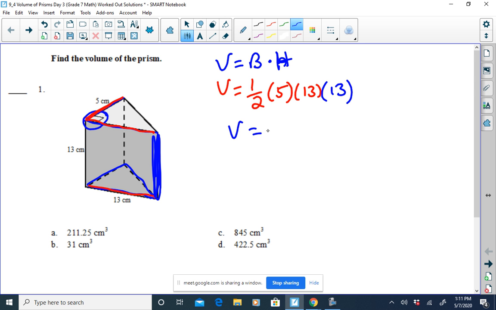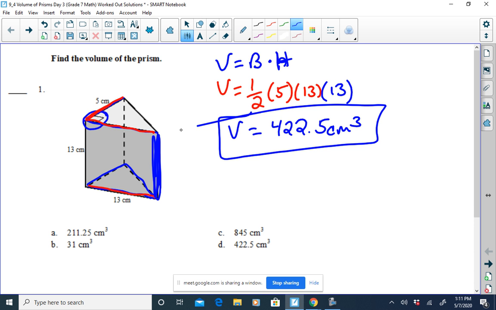So when we multiply 5 times 13 times 13 and we take 1/2, we wind up with 422.5, and our units are going to be cubic centimeters.